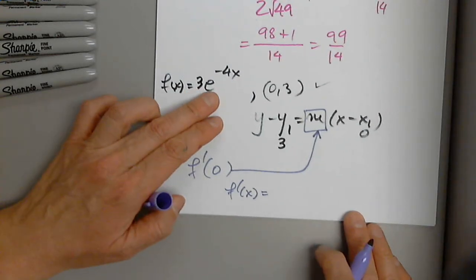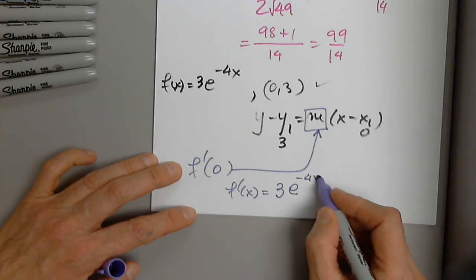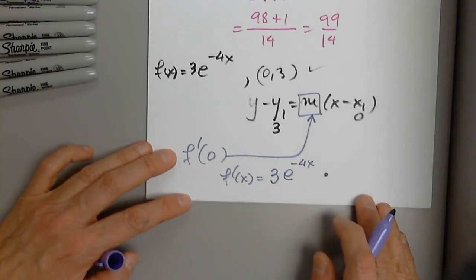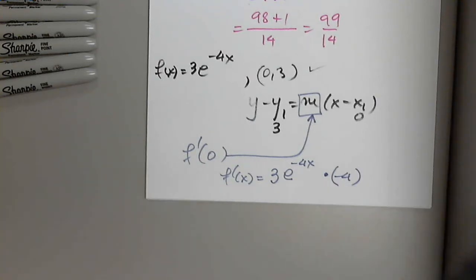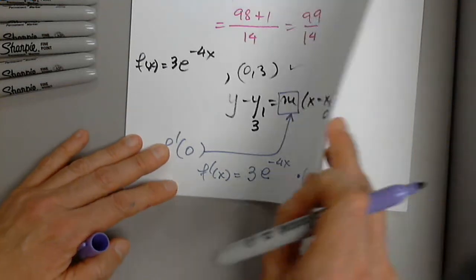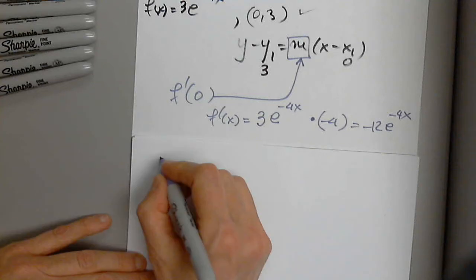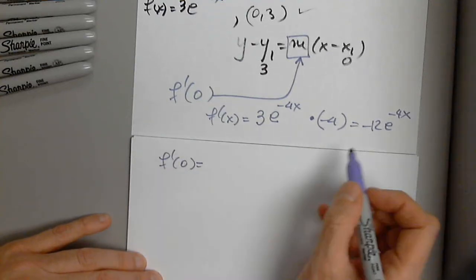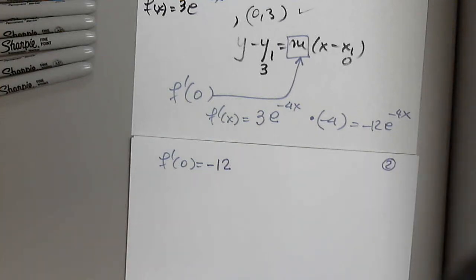So first, let's find f prime of x. Remember, a constant times e to u: the constant times e to u times u prime, which is negative 4. And then you multiply negative 4 times 3. Exactly, negative 12 e to negative 4x. Perfect. Now, only now I find f prime of 0. f prime of 0 equals negative 12. Do you all agree with negative 12? Yeah, I agree with negative 12.